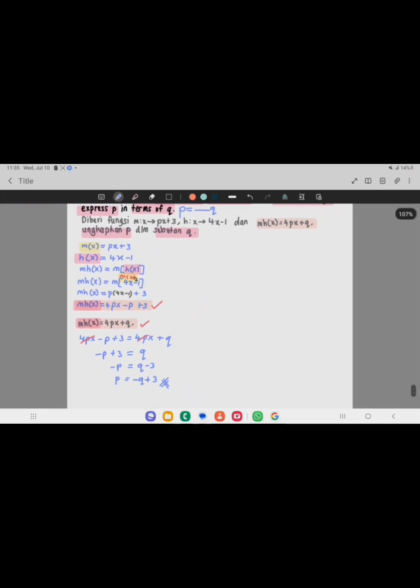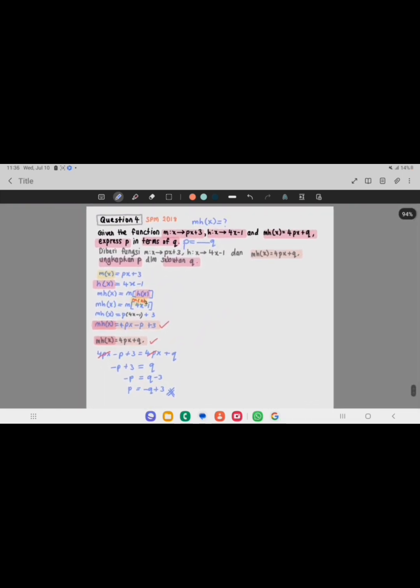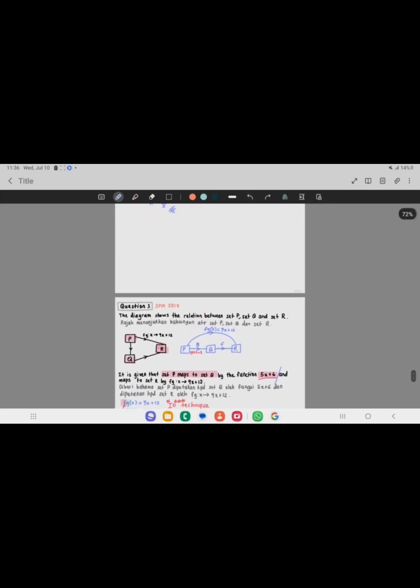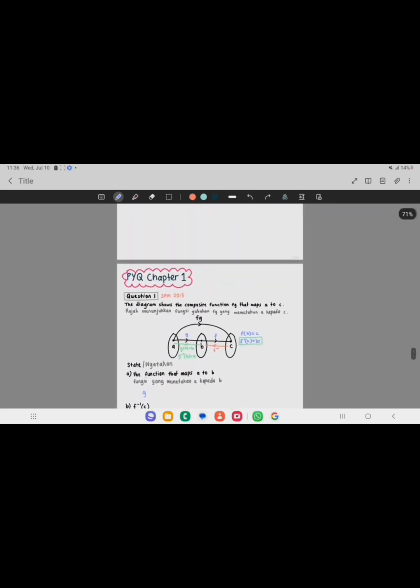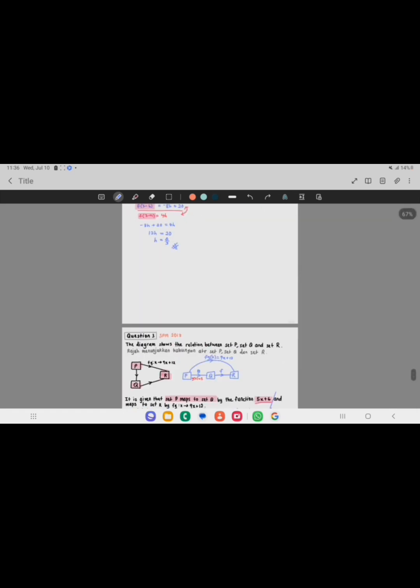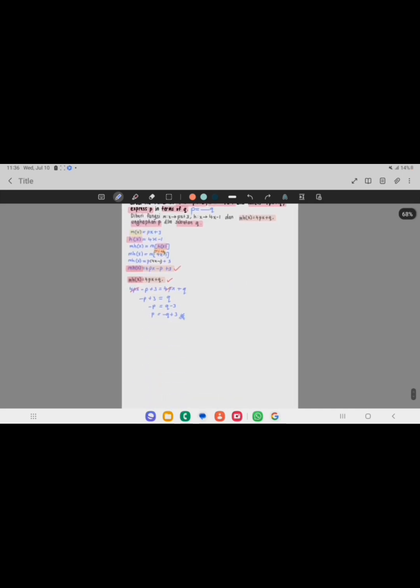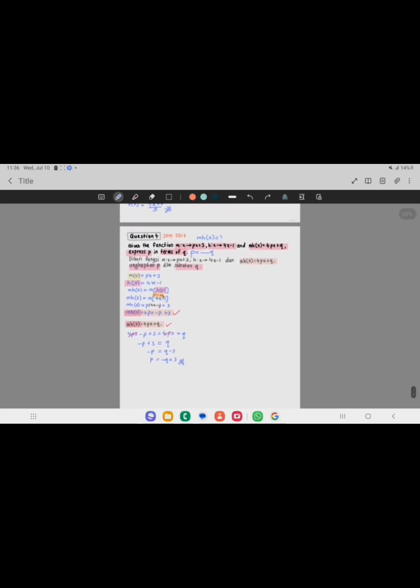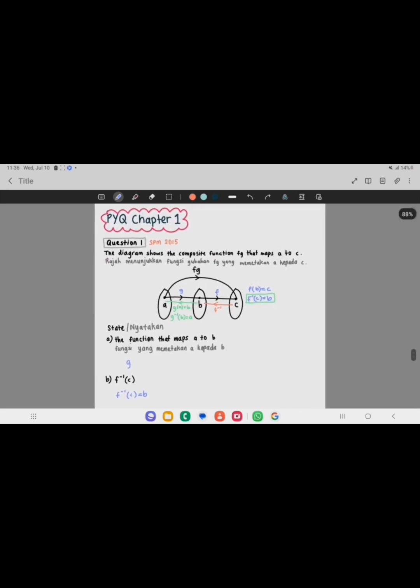Okay, so this is how to do it. Very easy. It's just that you have to compare. But in order to compare, you must have another mh(x). How to have another mh(x)? You have to find it. How to find? Find using the m and also h function given to you in the question. So that's it. If you guys look carefully, question 1 and also question 3 are a similar pattern, and also question 2 and question 4 are a similar pattern. Why? Because both of them use the comparing method. Okay, so that's all for this video.